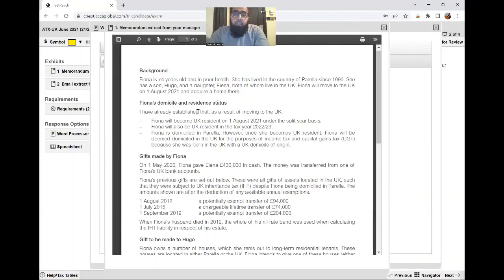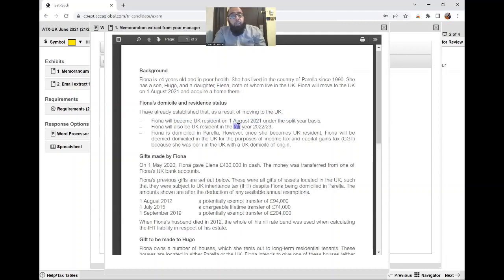Now, I have already established that as a result of moving to the UK, Fiona will become UK resident on 1st August 2021 under the split year basis. What do we mean by split year basis? Split year basis means that she will become resident from the date she arrives in the UK. Normally, the residency status changes after a complete fiscal year. But when split year basis applies, the residency status changes immediately. This means that after 1st August 2021, she will be treated as a UK resident.